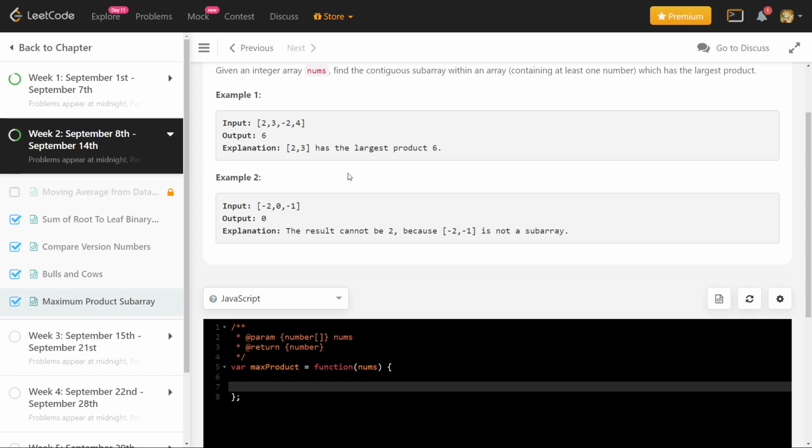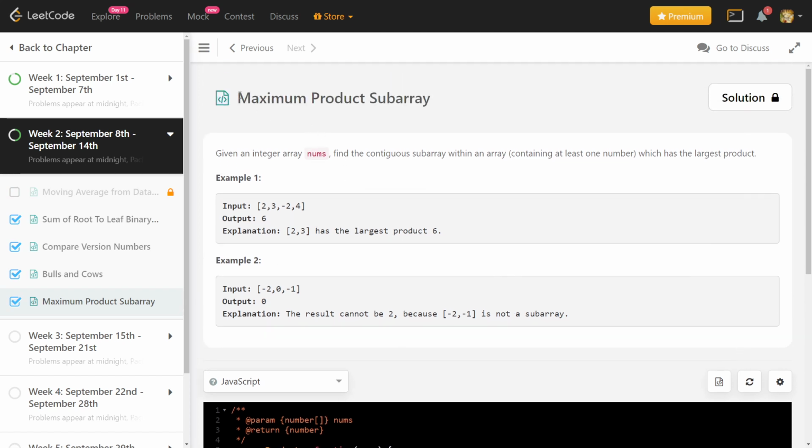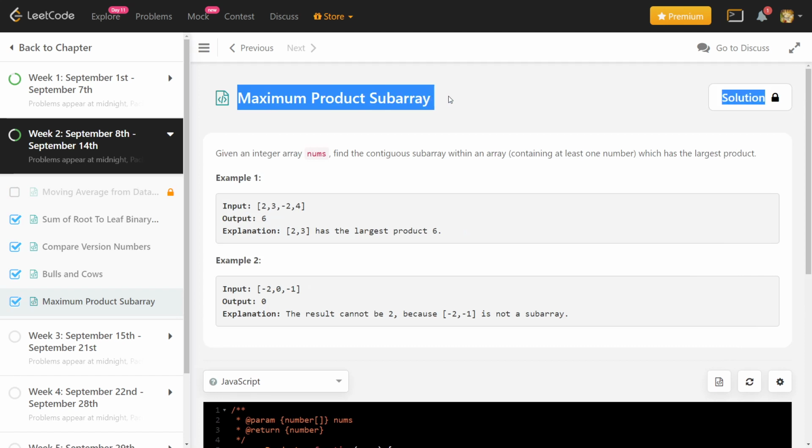So today is day 11 and today's question is maximum product subarray. We are given an array nums and we have to find a contiguous subarray within the array, containing at least one number, which has the largest product, right? The statement is quite simple and the algorithm is quite fun.